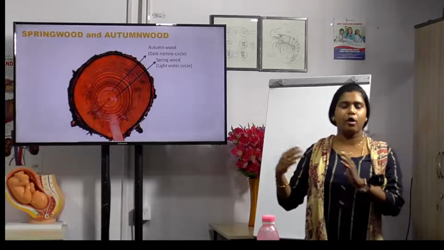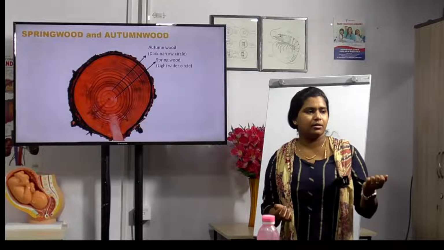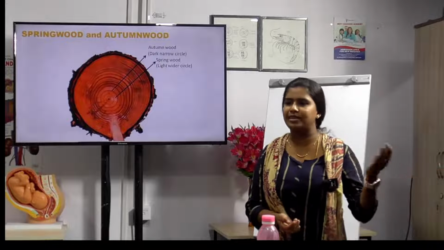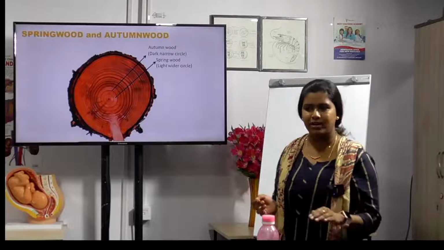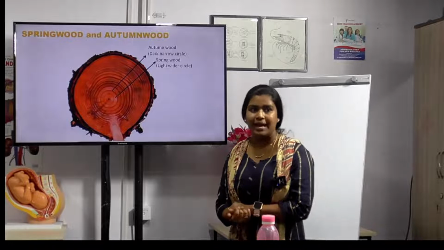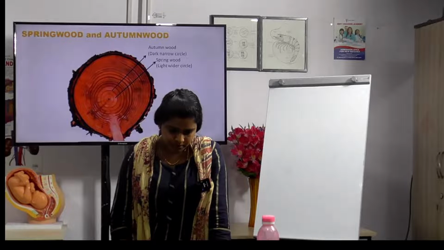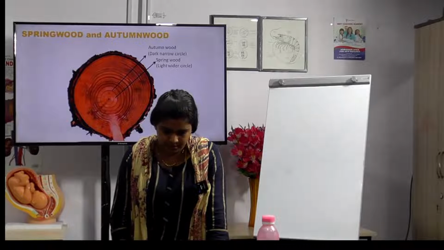Autumn wood is exactly the opposite of that. In the autumn season, the cambium is less active, so there will be only a less number of xylem produced by the cambium. So that is known as autumn wood. So it will be a dark narrow circle, whereas this one is a light wider circle. Okay.